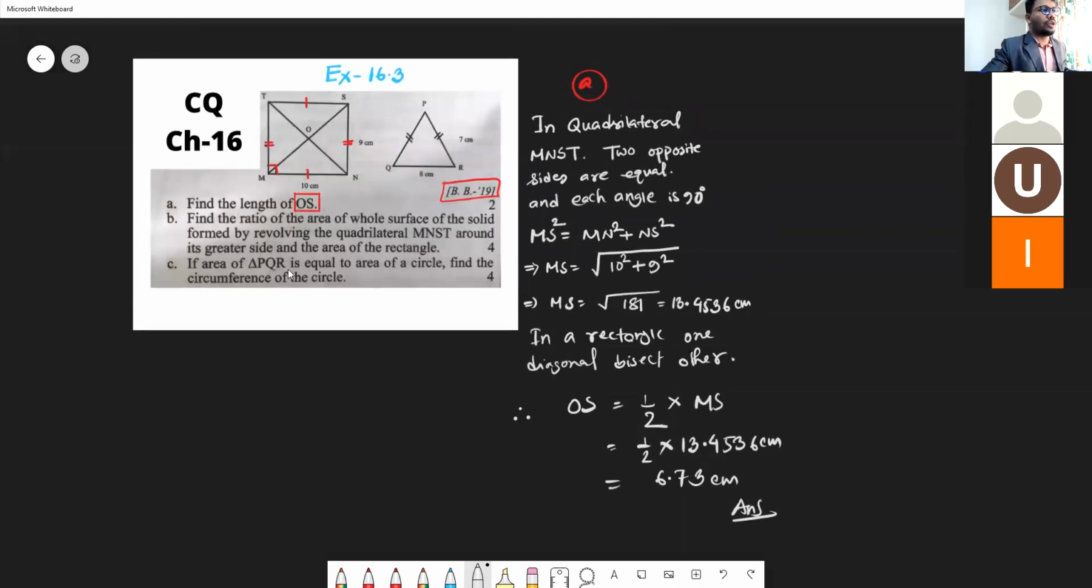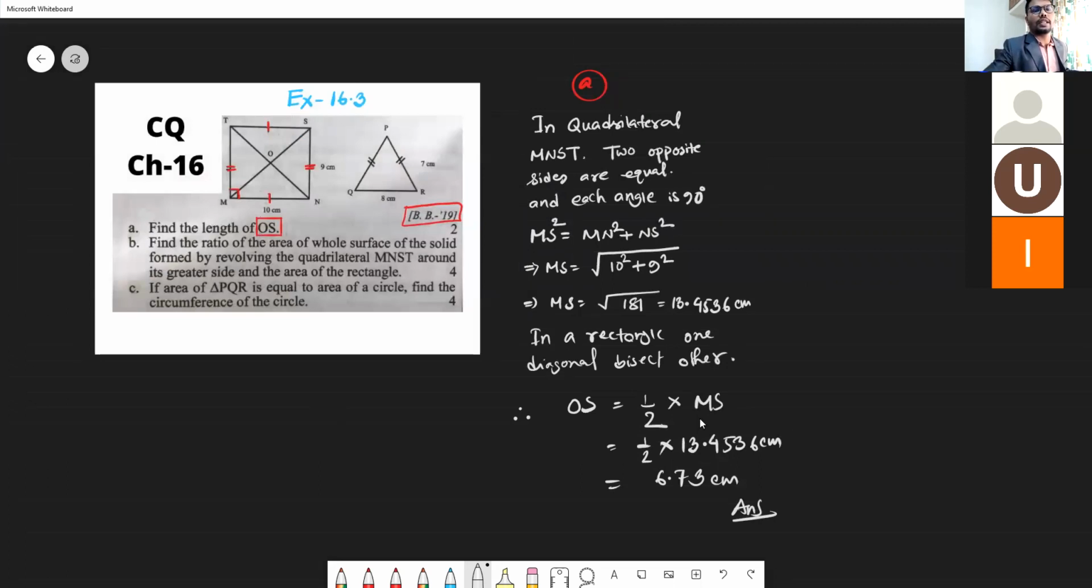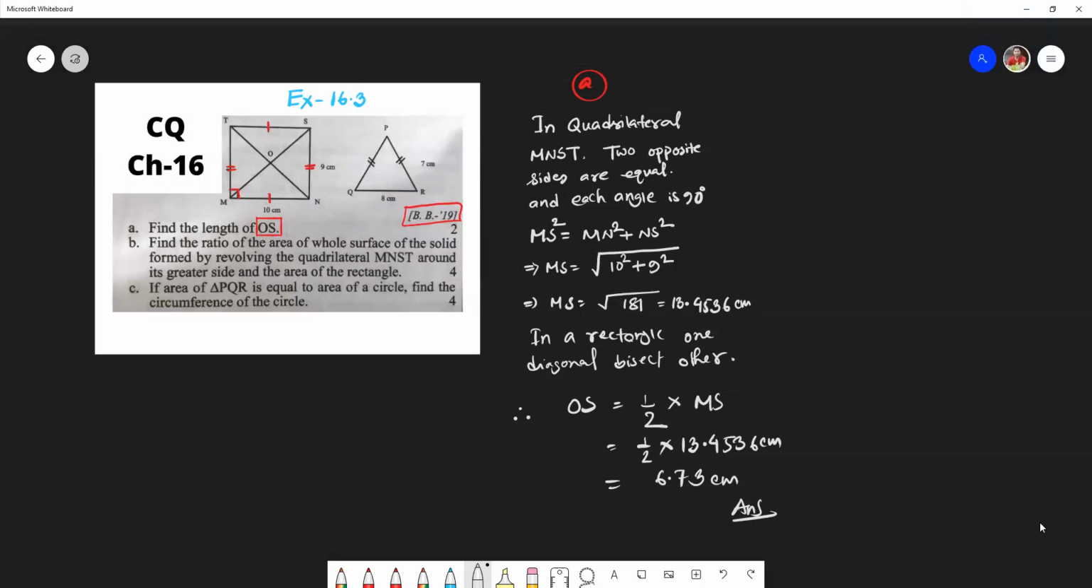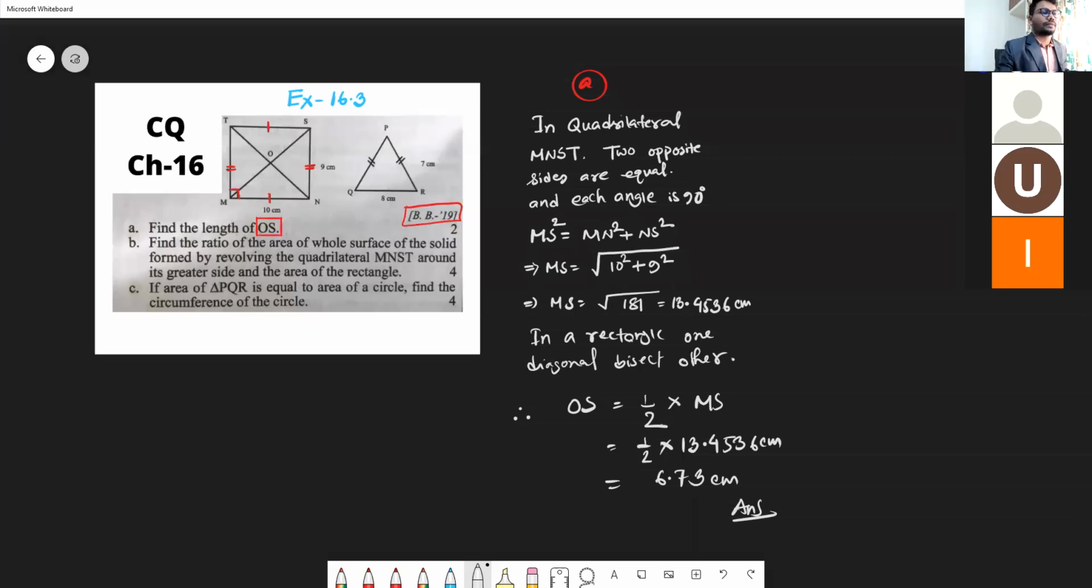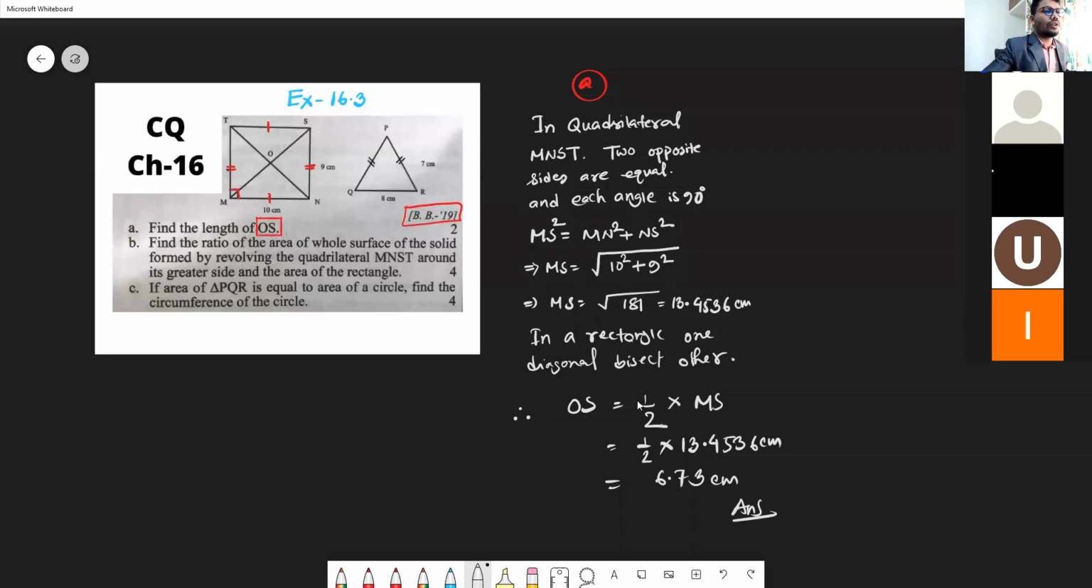Dear students, those who have joined lately, please take a screenshot and let me know, did you understand this question properly? Yes, sir. So the first step we have already done successfully. It's a very easy and simple question. Now read question number two properly. Then identify what exactly is needed here. Question number two: find the ratio of the area of the whole surface of a solid formed by revolving the quadrilateral MNST around its greatest side and the area of the rectangle.